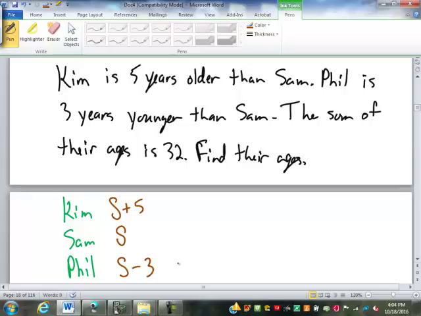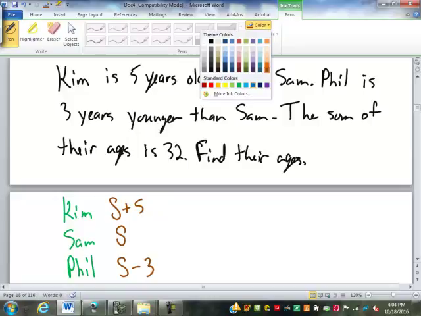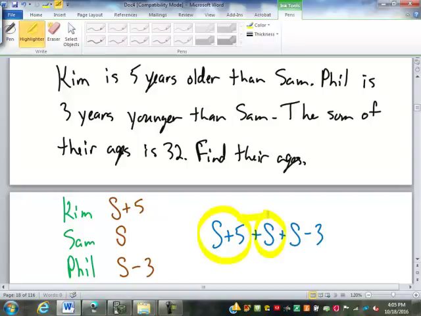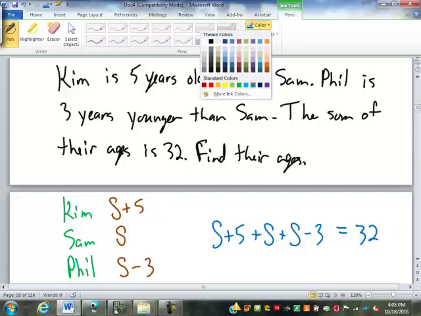So in this case, they both reference Sam. They're both defined in terms of Sam. So then what's our equation? Perfect. S plus 5, which is Kim, plus S, which is Sam, plus S minus 3, which is Phil, equals the sum, the total, which is 32. What's that reduced to?